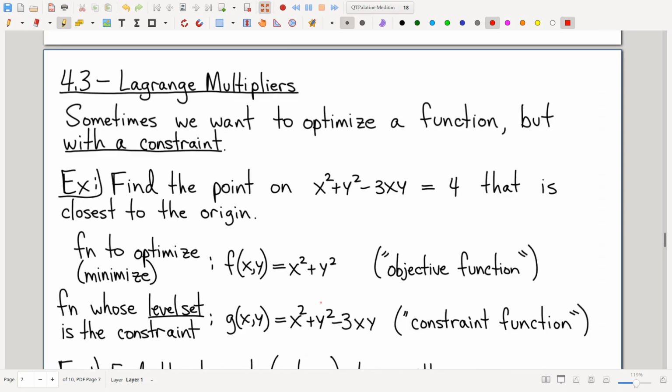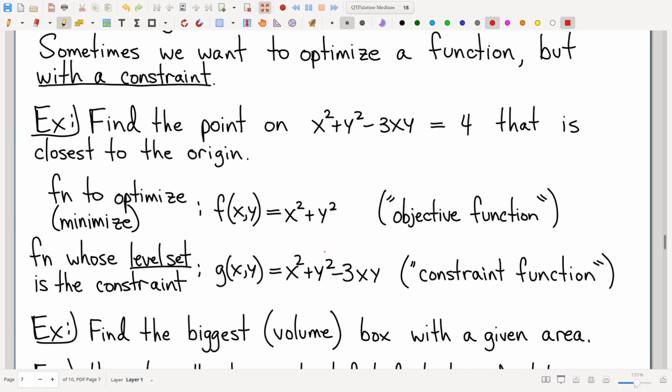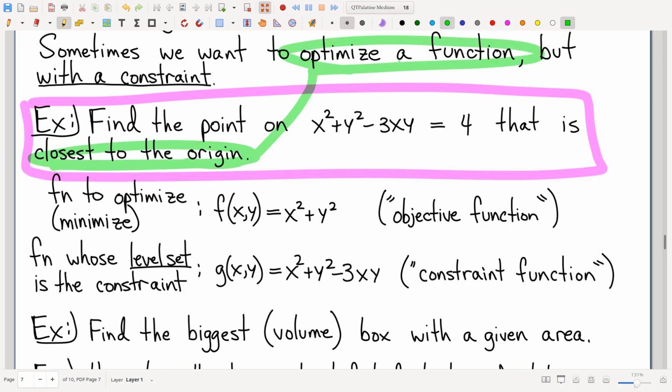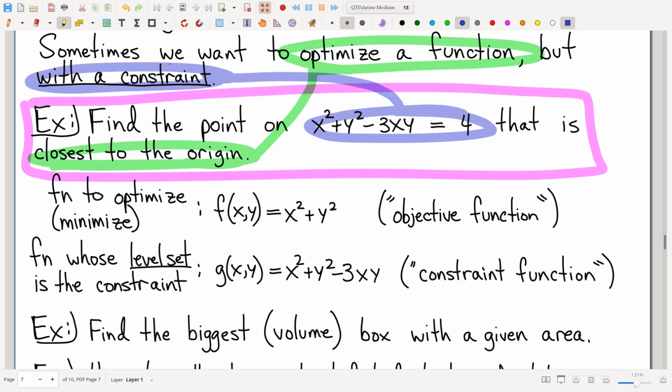Okay, so the kinds of questions we're interested in: you want to optimize a function with a constraint. So for example, look at this example right here. We want to optimize distance to the origin. Right? Distance to the origin is a function. That's what we want to optimize. But we have a constraint because I'm not going to consider all possible points. Right? Obviously, the origin is the point closest to the origin, right? But that isn't the question. The question is, among points that satisfy this equation, not including the origin, you'll notice, which one is closest to the origin? Actually, a really hard problem.